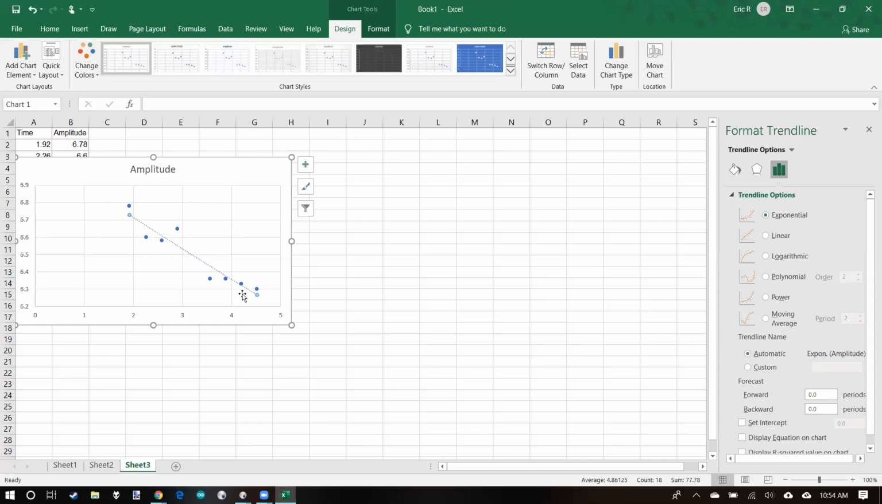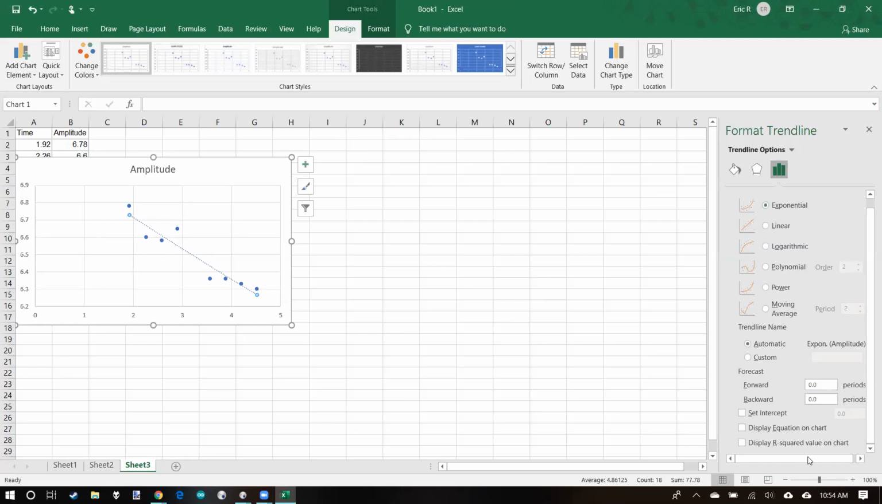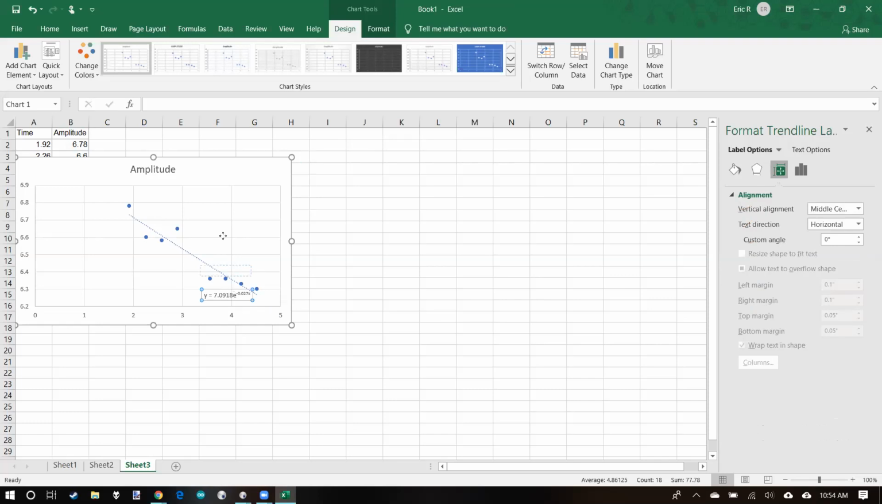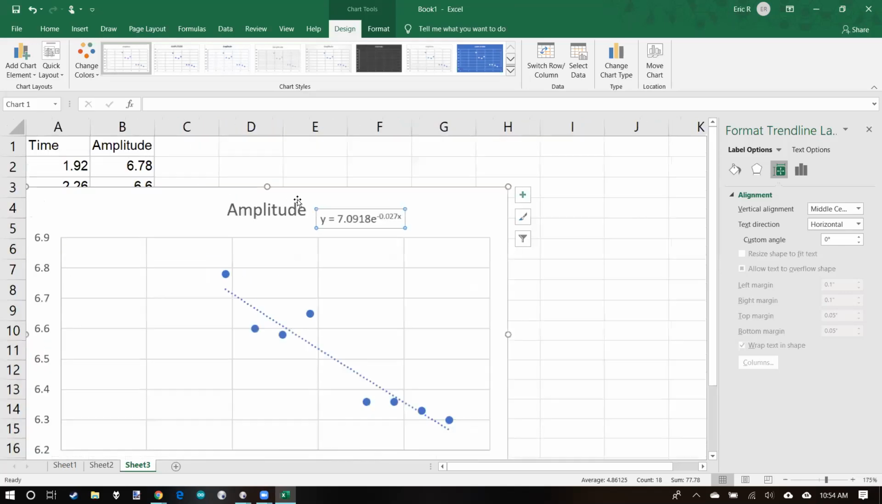This is a little snippet of an exponential decay graph over this region, the one that matches best. But what I'm going to do is click this button here to have it display the equation on the chart. Check this out. Can y'all read that? Let me make it bigger. Or easier, I'll just zoom in.